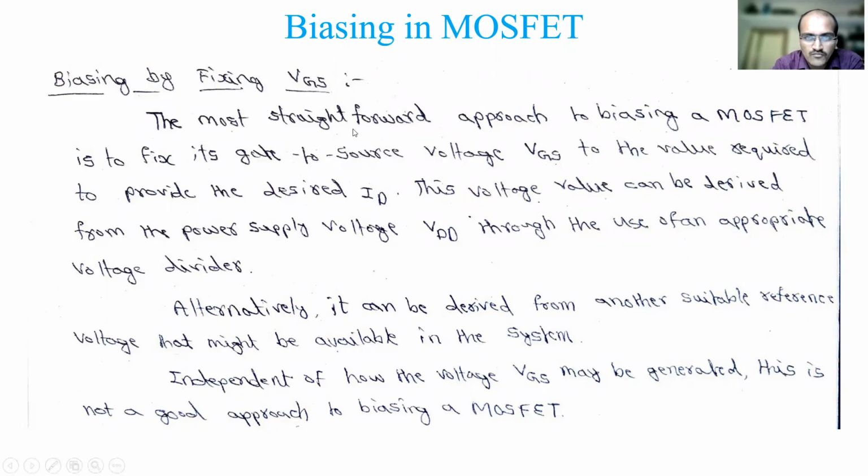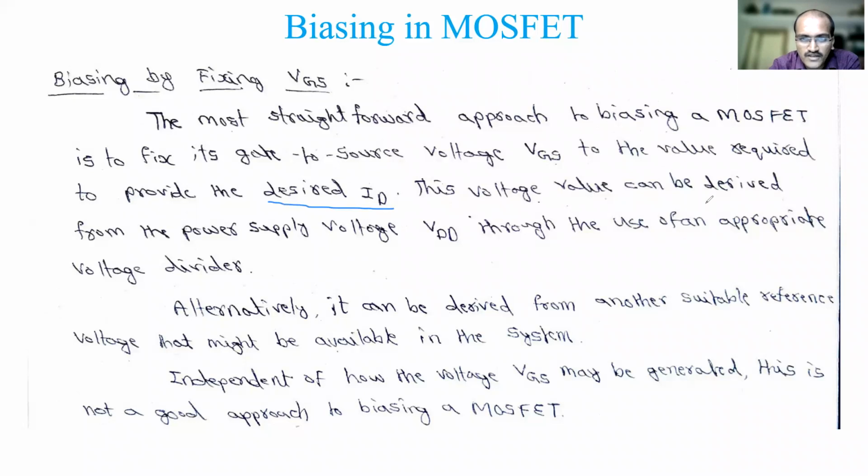The most straightforward approach to biasing a MOSFET is to fix its gate to source voltage VGS. Gate to source voltage is required to the extent to turn it on, to the value required to provide the desired ID, to form the channel.